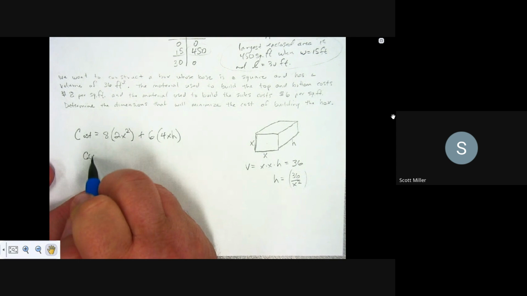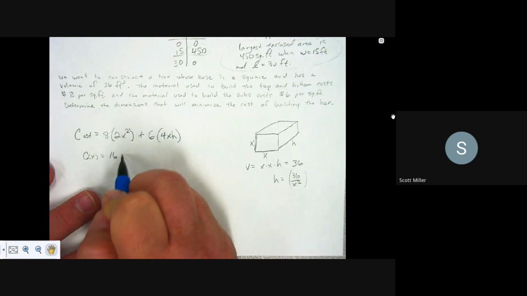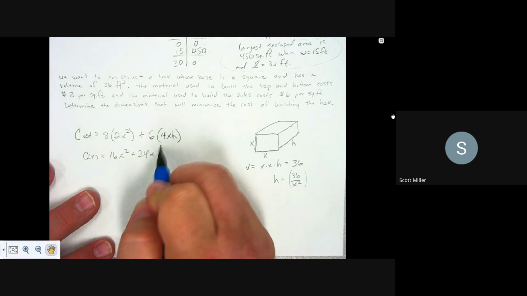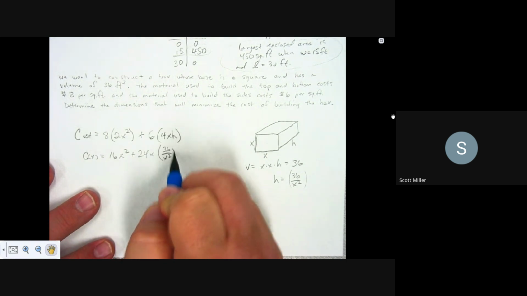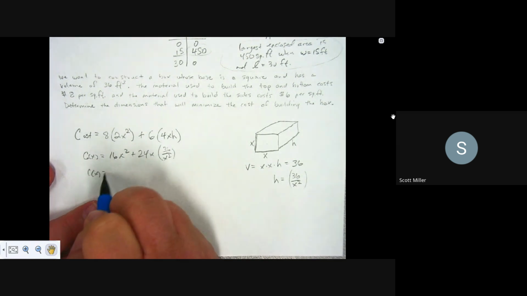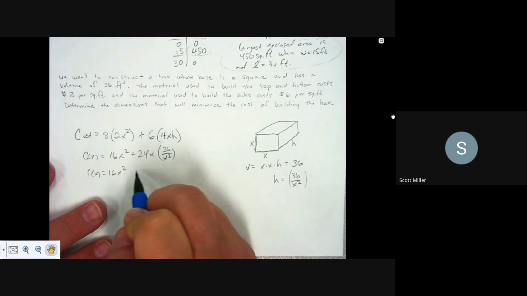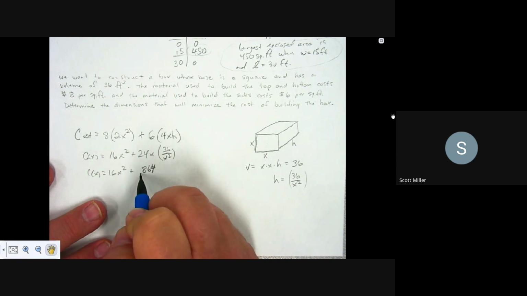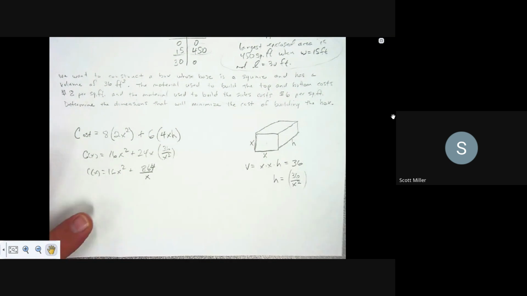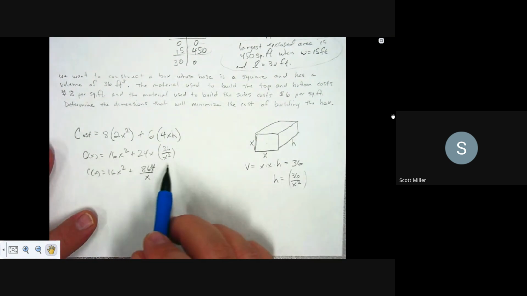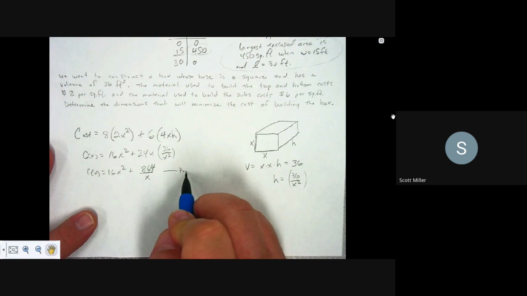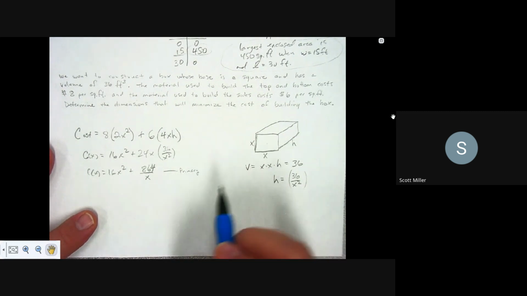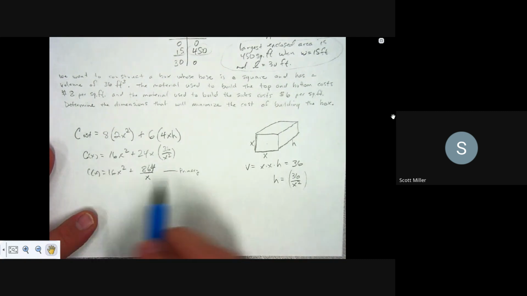So my cost equation is going to be 16x squared, 24x times 36 over x squared. And then this will simplify even more to 864 divided by x. So that is my primary equation right here that I'm going to minimize. Okay, so to do that, I need to take its derivative.